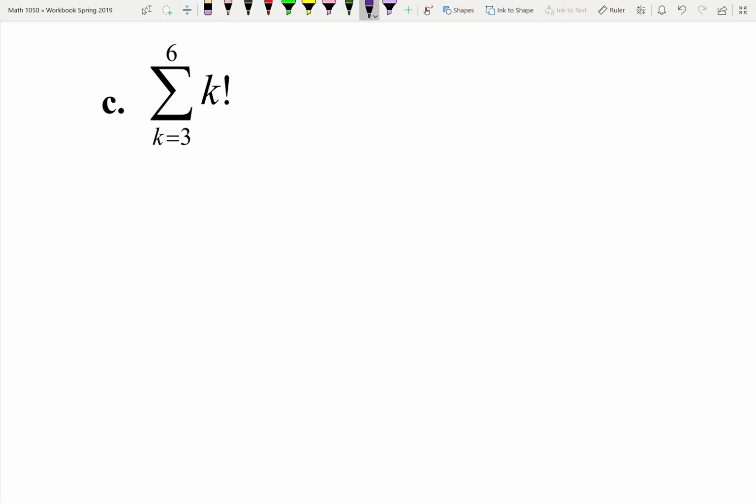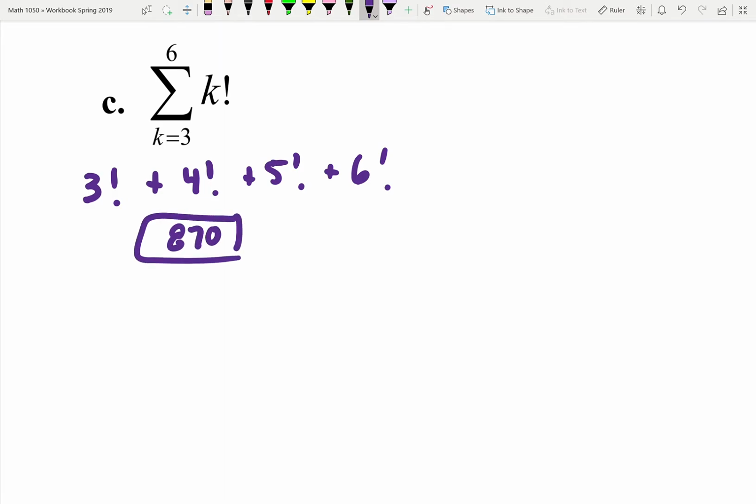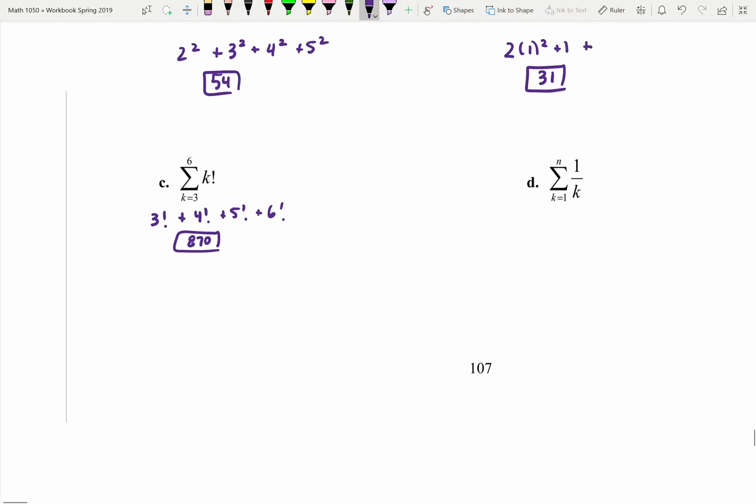Okay, so start with k is 3. So that's 3 factorial. Then go to 4, 4 factorial. Then go to 5, 5 factorial. Then go to 6, 6 factorial. 6 is where you stop. So everybody just go 3, PRB, right, enter, plus 4, PRB, right, enter, plus 5, PRB, right, enter, plus 6, PRB, right, enter, and you get 870, and you're done. Isn't this lesson easy? Everybody? Yeah. It's a nice little break, right?